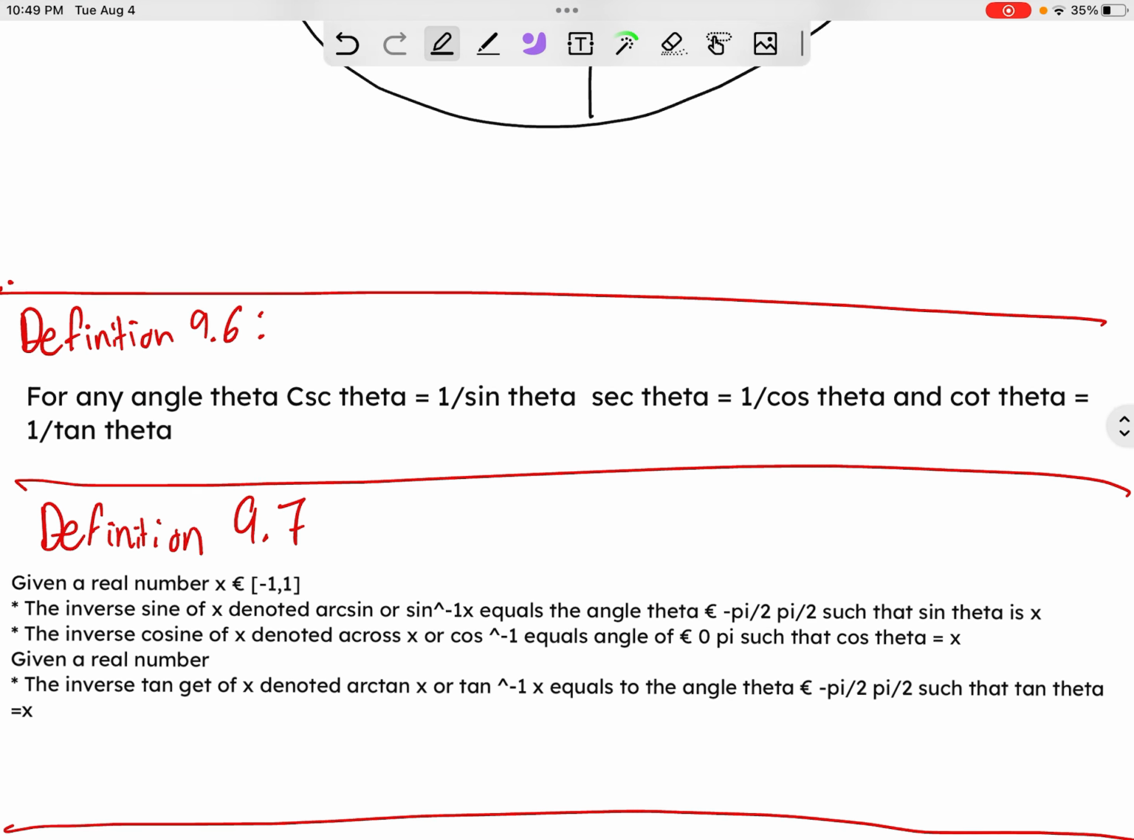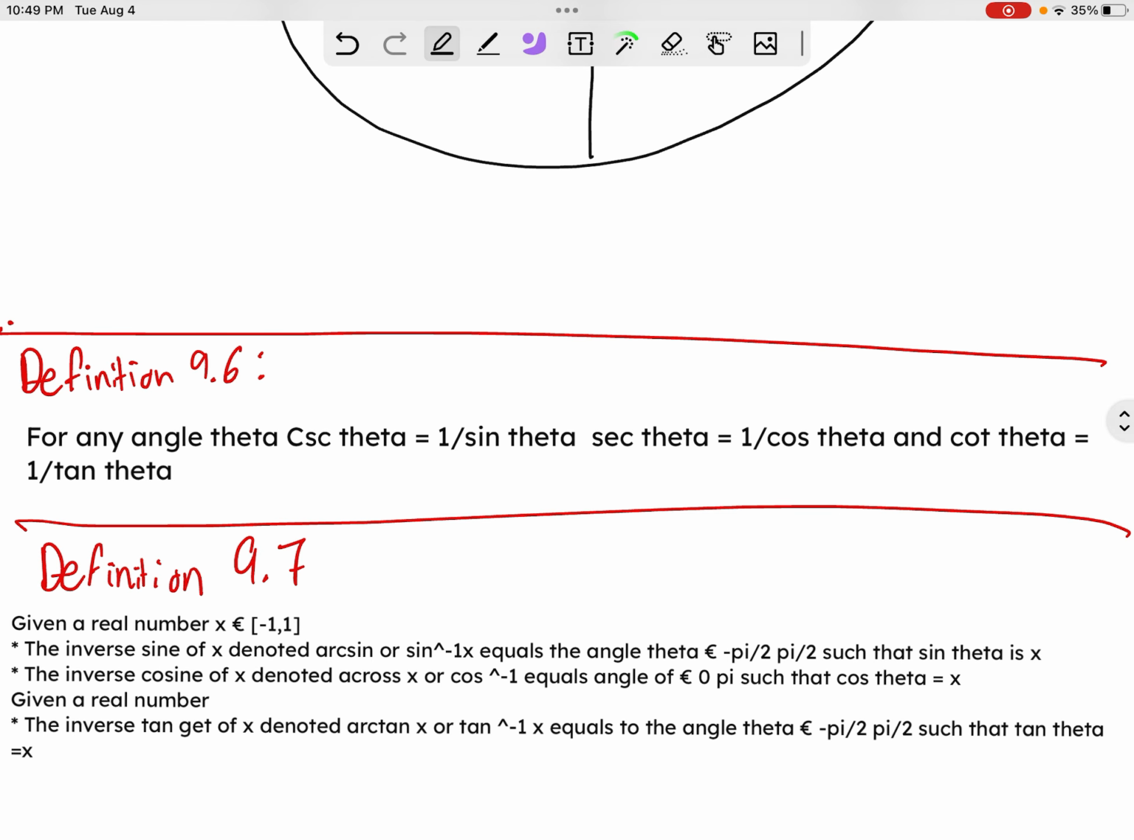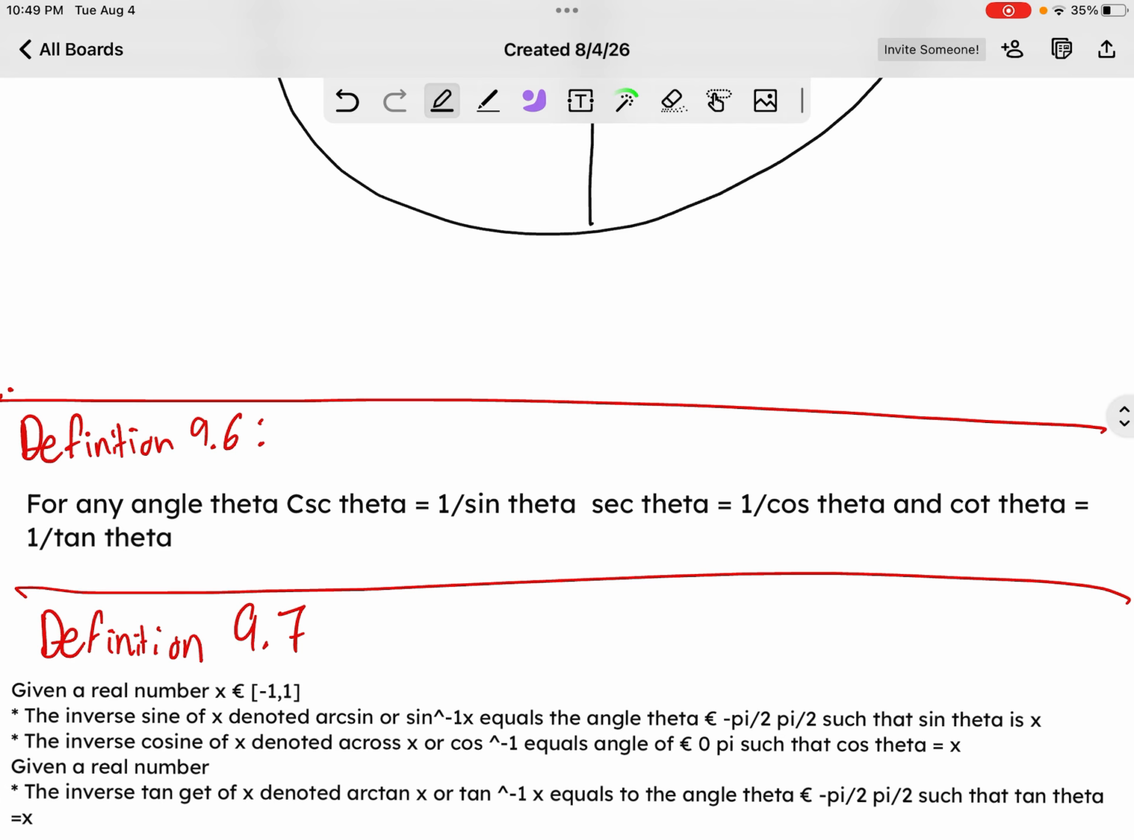Then we're going to go to definition 9.6, which states that for any angle theta, csc theta will be equal to 1 over sine theta, and sec theta will be equal to 1 over cos theta, and cot theta will be equal to 1 over tan theta, okay? I'll write this in mathematical form so it'll make more sense. So csc theta will be equal to 1 over sine theta and sec theta.